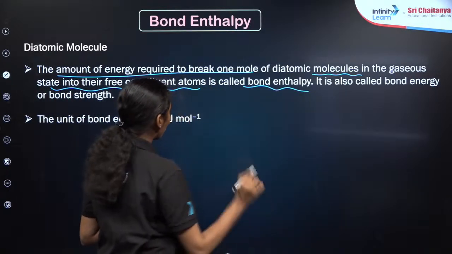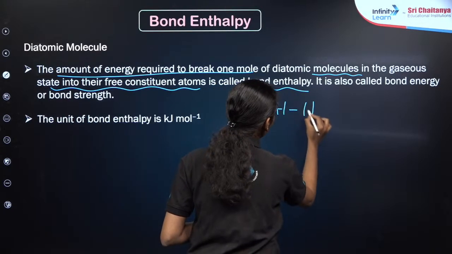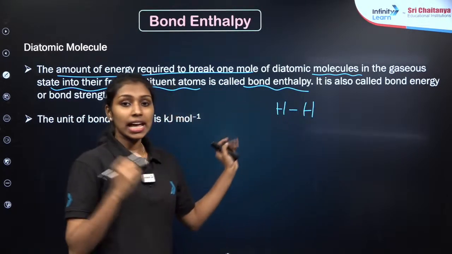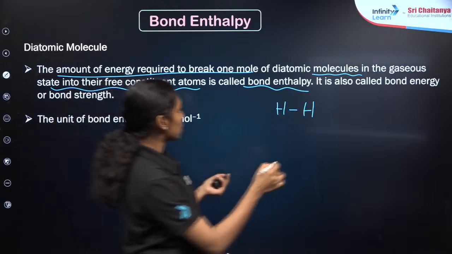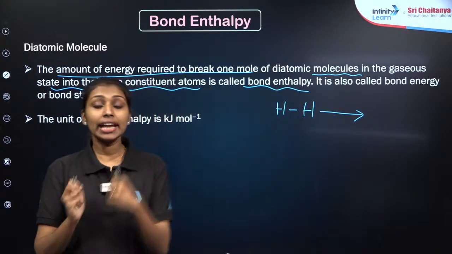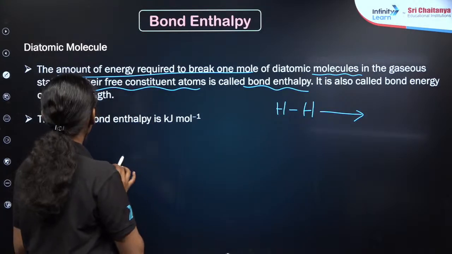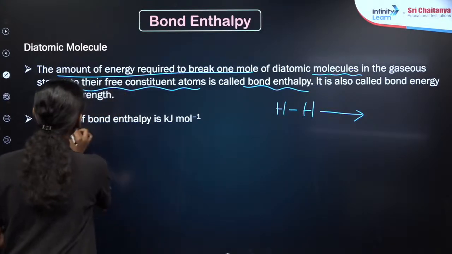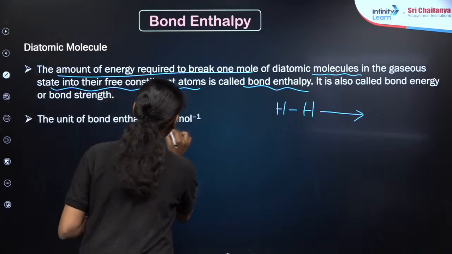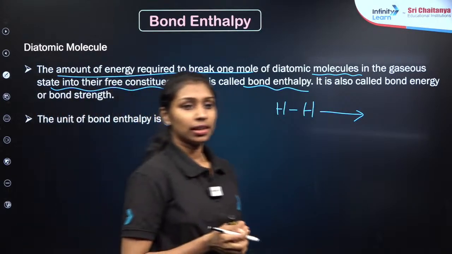For example, if I am taking the molecule HH and I want to break this hydrogen bond into simple hydrogen atoms, I will give some energy to it. That type of energy is known as the bond energy or bond enthalpy. The unit of bond enthalpy is always given as kilojoule per mole or kilojoule mole inverse.